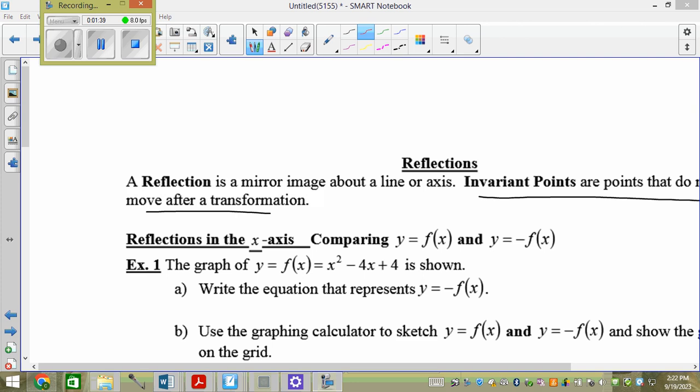And when we reflect in the y-axis, it actually affects the x's. Are we going to be doing work on this in class or something? Yeah, sometime. Tomorrow you will. So for sure tomorrow. Okay.